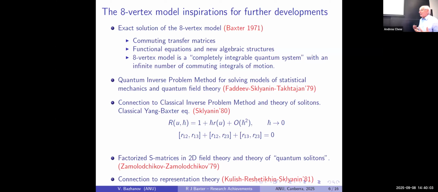And so it took some time before the community could realize that was a problem. But in the beginning of the 80s, papers started to appear, particularly Faddeev, Sklyanin, and Takhtajan in '79, designed a powerful quantum inverse problem method for solving models of statistical mechanics and field theory. And the connection to the classical inverse problem method has become clear.